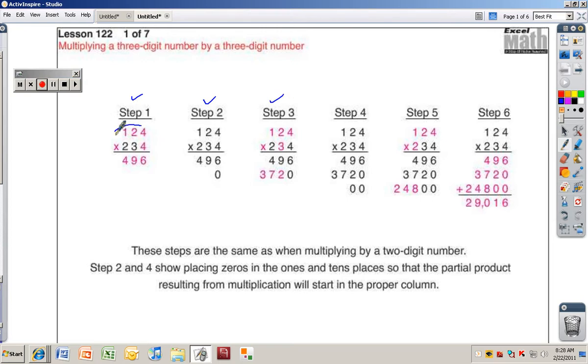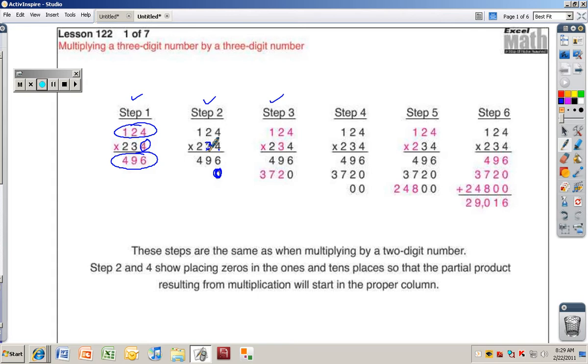So the first thing you do, step 1, is you multiply the top number times 4. 124 times 4 is 496. Okay, then step 2 is that you put a placeholder down here, a 0, because you are going to multiply times 3, which is actually multiplying by 30, because that 3 is in the tens place. And so I put a 0 down to hold the empty ones place, because obviously we're not going to get any ones when we multiply times a multiple of 10, which is the 3 or the 30 in that case.